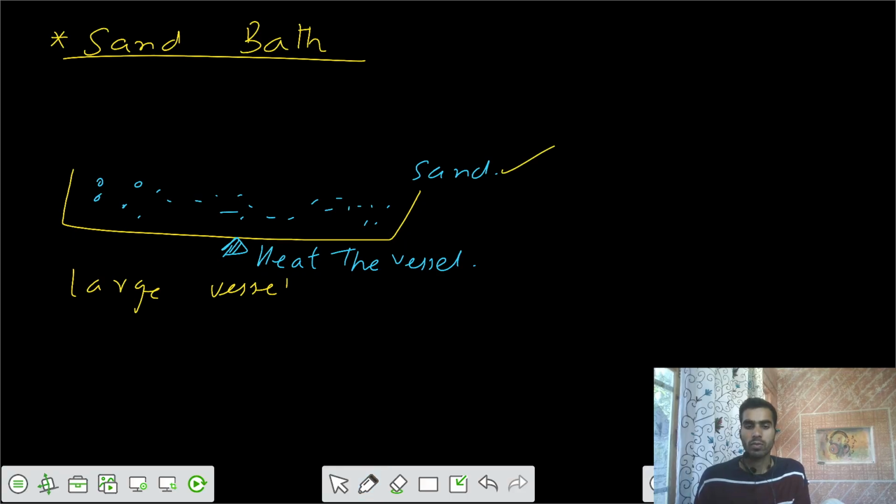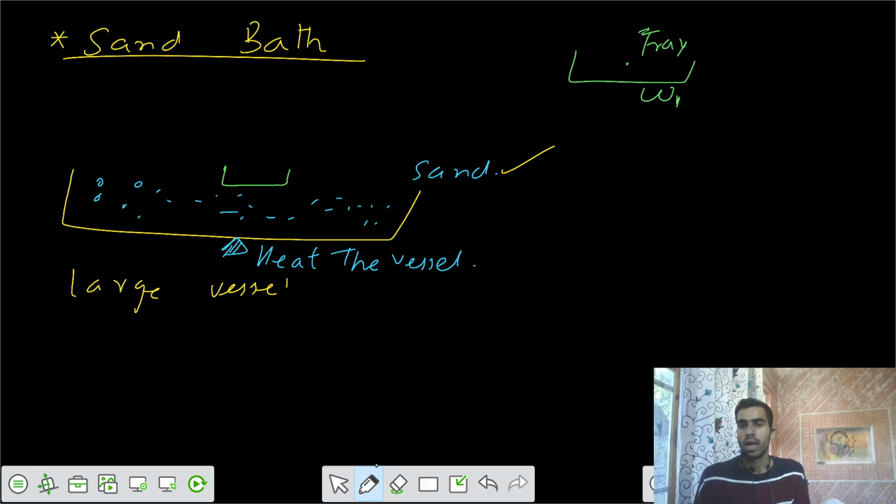Now we are going to get some pan. Let's say this is some pan, or we can write this is some tray. This is the weight of the tray, W1, and we are going to place that tray at the top when the vessel was hot and that sand was also hot. At that time, we are going to place that tray on top of that sand.